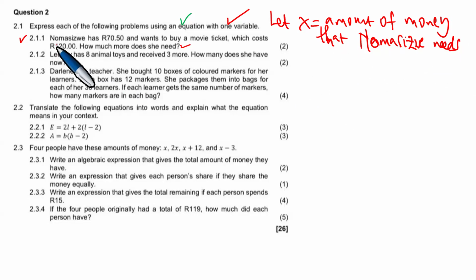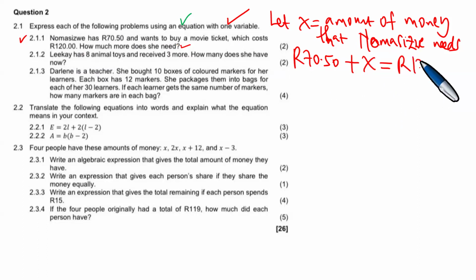Okay, so you express each of the following problems using an equation with one variable. Noma Sizwe has 70 Rand, 50 and wants to buy a movie ticket, which costs 120 Rand. She has 70 Rand, but she needs more money, X, so that she's able to have 120 Rand.